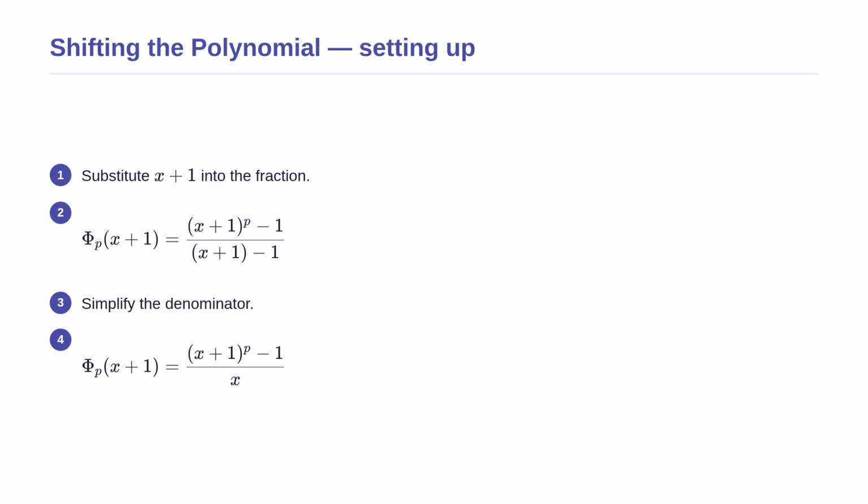Let us apply this shift step by step. Everywhere we see an x in our fraction, we replace it with x plus 1. In the numerator, we get x plus 1 all raised to the power of p minus 1. In the denominator, we get x plus 1 minus 1. The denominator simplifies beautifully. The plus 1 and minus 1 cancel each other out completely, leaving us with just x. Now we have a much simpler expression, but we still need to expand the numerator to see the individual coefficients and apply our prime number test.